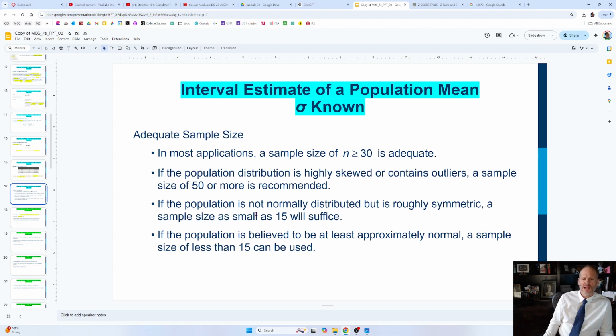If the population is not normally distributed but is roughly symmetric, a sample size as small as 15 will suffice. And if the population is believed to be at least approximately normal, a sample size of less than 15 can be used. All right, so that's creating an interval estimate of a population mean when the population standard deviation is known. And we'll do some more.